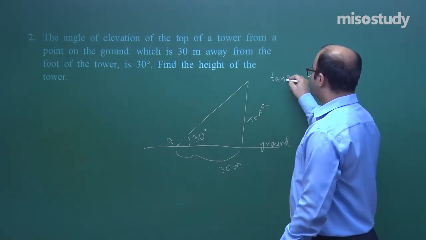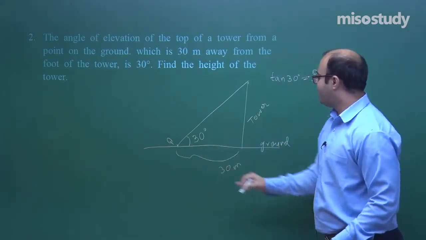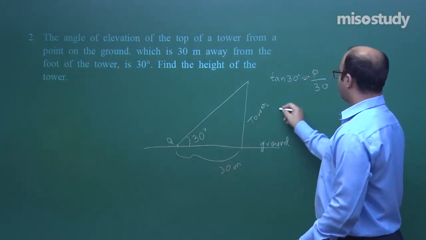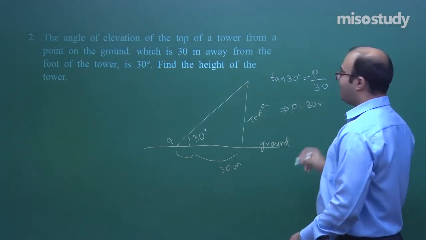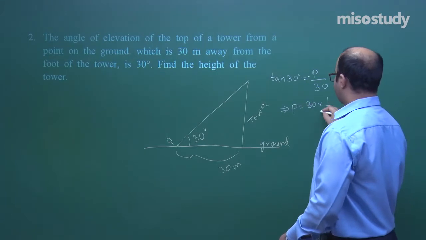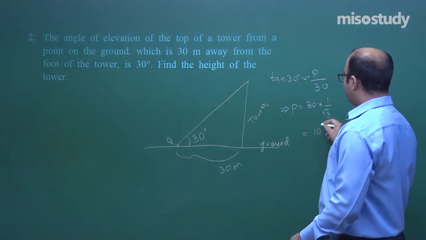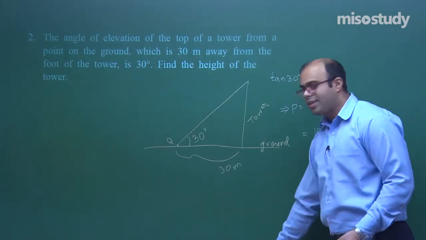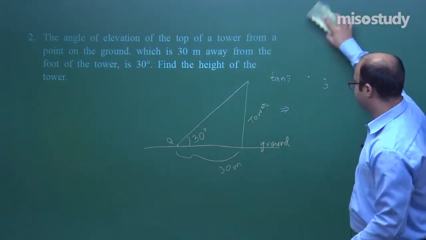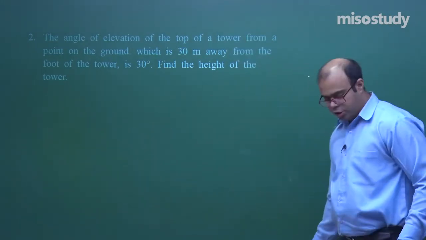Tan 30 degree is equal to perpendicular, that is the height of the tower, upon base, that is 30 meter. So perpendicular will come out to be 30 into tan 30. And what is tan 30 students? That is 1 by root 3. So this can also be simplified as 10 into 3 by root 3, which is 10 root 3 meter. So we will say that the height of the tower is 10 root 3 meter, students. So this was also a not too difficult question.